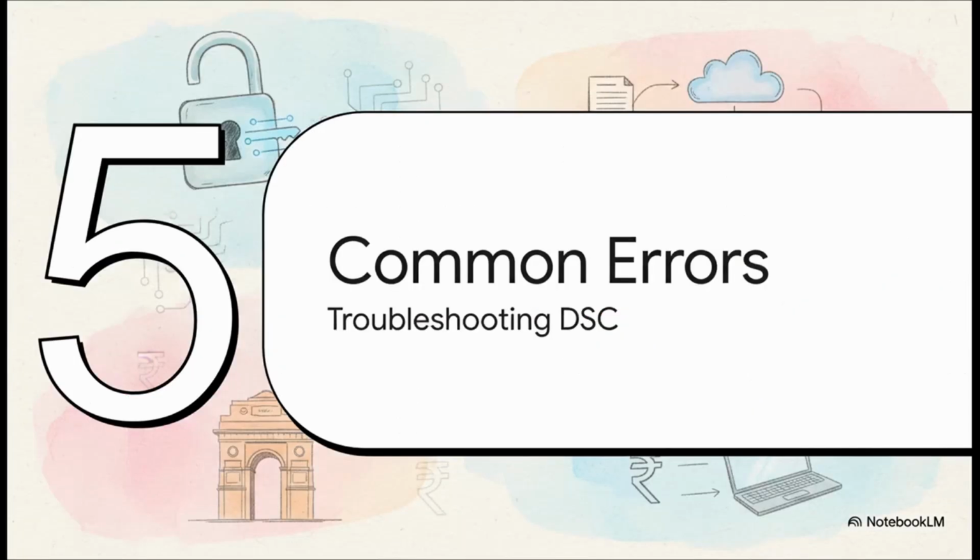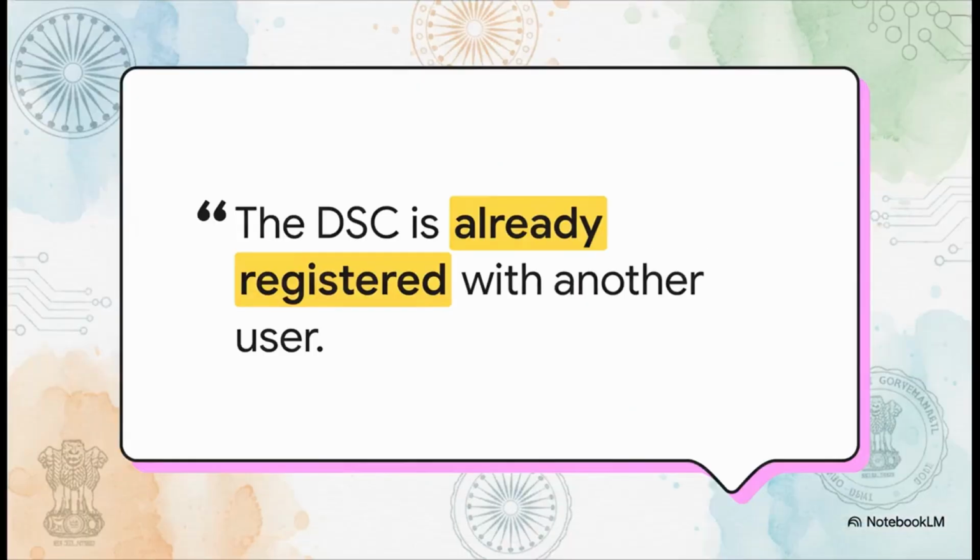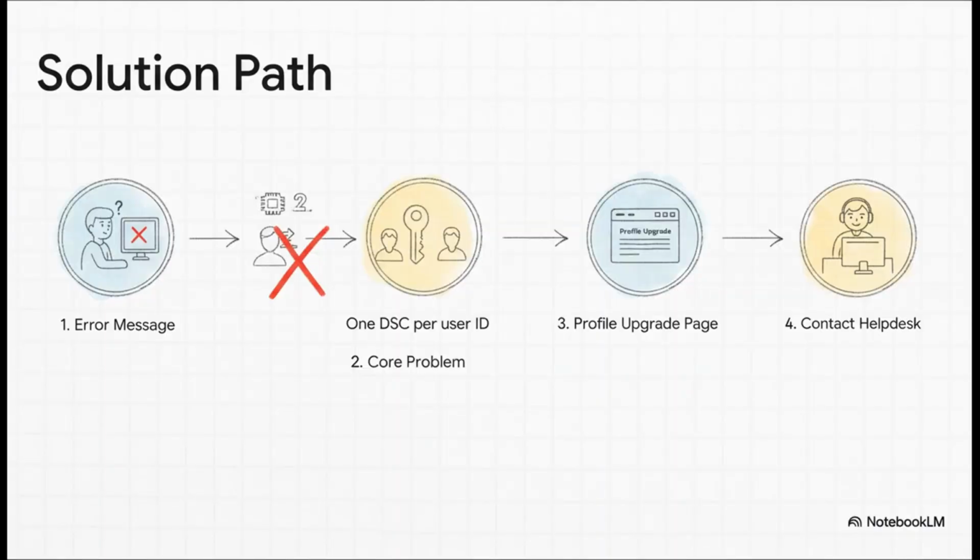Now, even though the process is digital, let's be real. Technology isn't always our best friend. So let's talk about a few common hiccups you might run into when you're trying to register your DSC, and more importantly, how to fix them so you don't pull your hair out. This is the classic. It's probably the most common, most frustrating error you can get. You're all ready to go, you click the button to associate your new DSC, and bam! The system tells you it's already registered. It's a real head-scratcher. So what on earth does this mean?